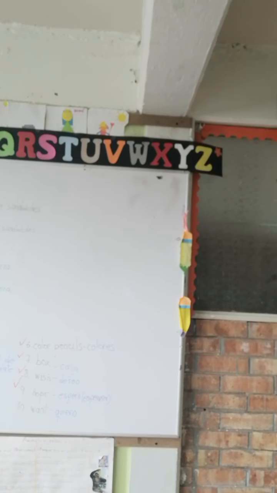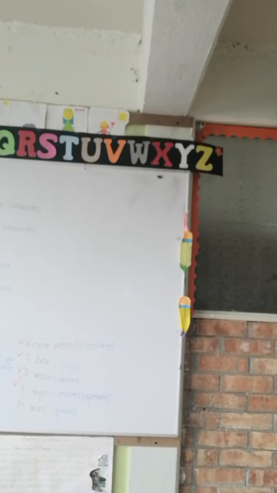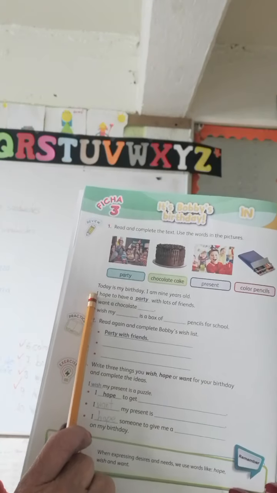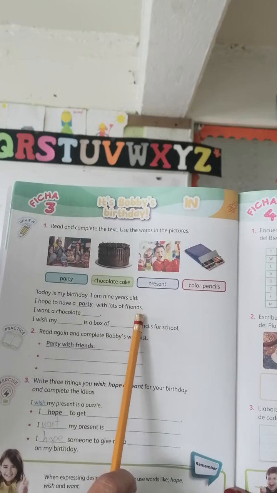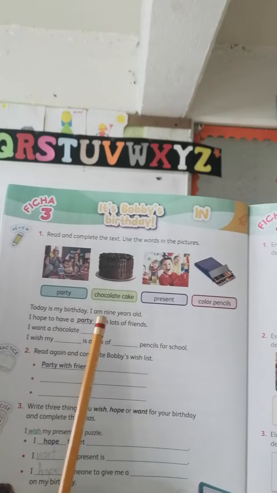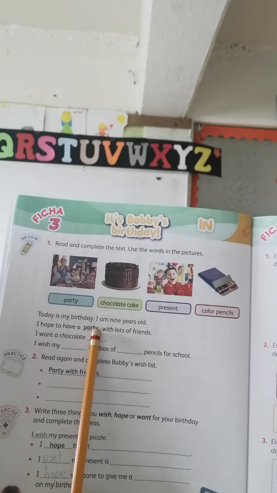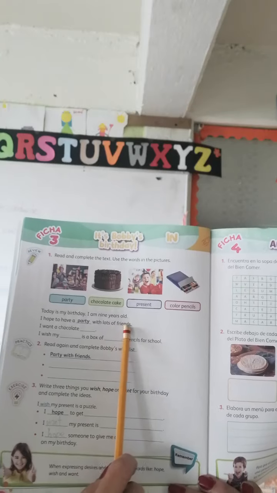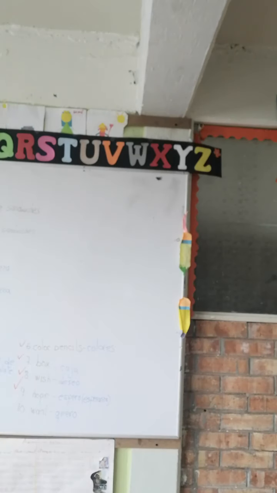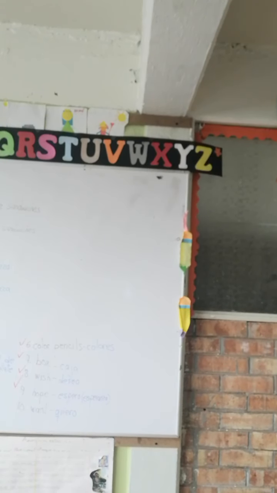Very good. Now, let's continue with the number two. Take out your pencil, please. And let's see. Okay. I hope to have a party with lots of friends. Can you see? Party is here. Okay, espero tener una fiesta con muchos amigos. Okay, I'm going to write party.